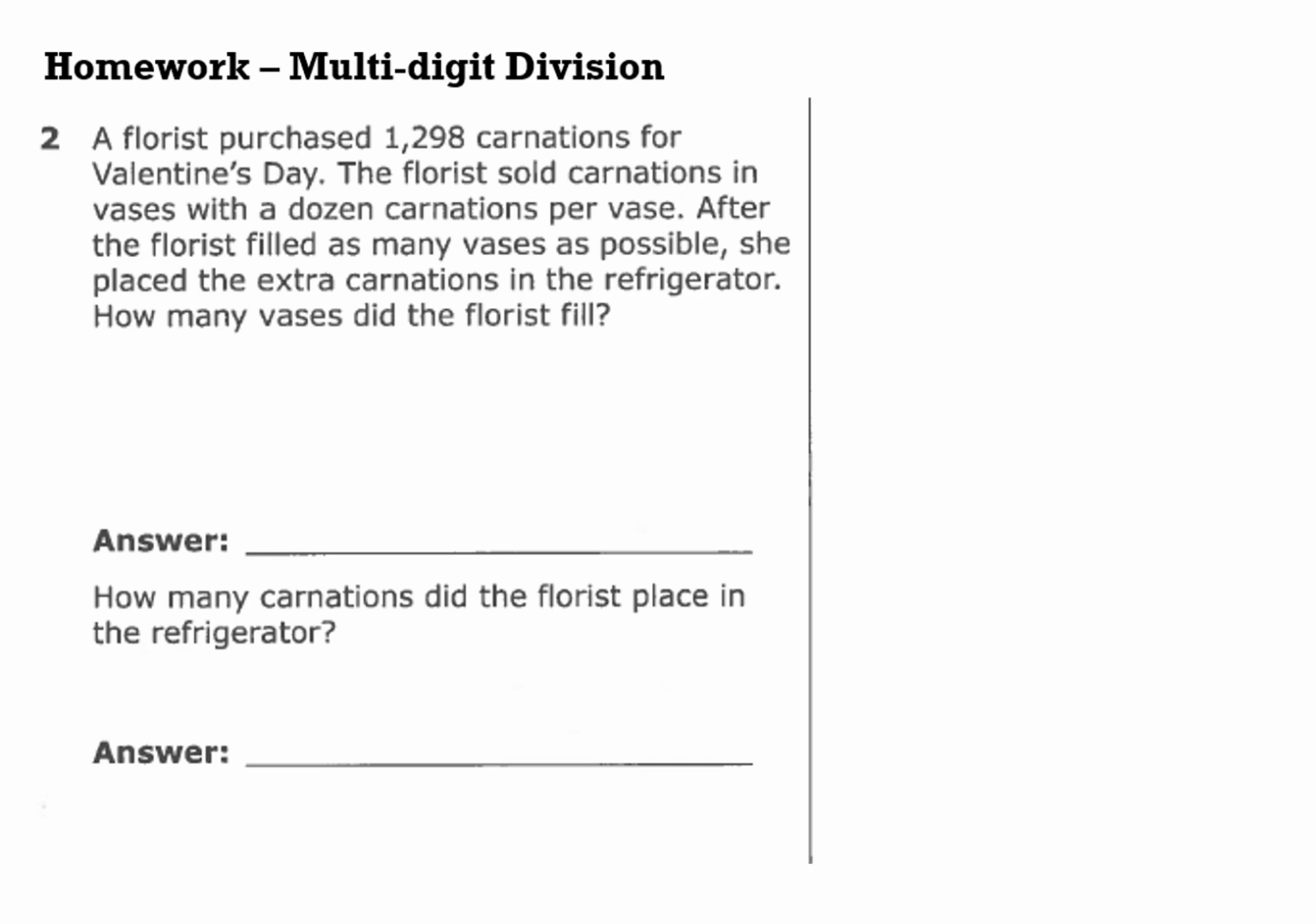A florist purchased 1,298 carnations for Valentine's Day. The florist sold carnations in vases with a dozen carnations per vase. After the florist filled as many vases as possible, she placed the extra carnations in the refrigerator. How many vases did she fill? And then how many carnations did she put in the refrigerator? Let's read it again. The florist purchased 1,298 carnations for Valentine's Day. The florist sold carnations in vases with a dozen carnations per vase. A dozen is what? 12.